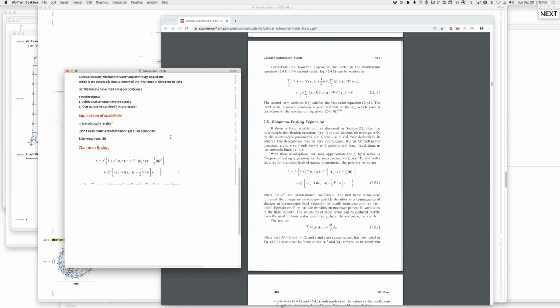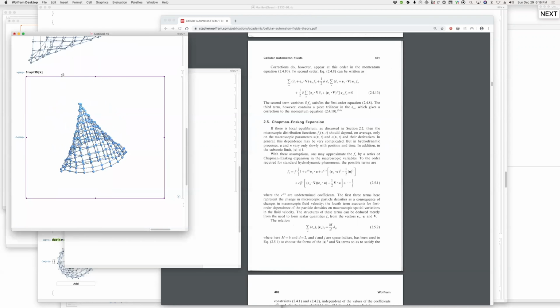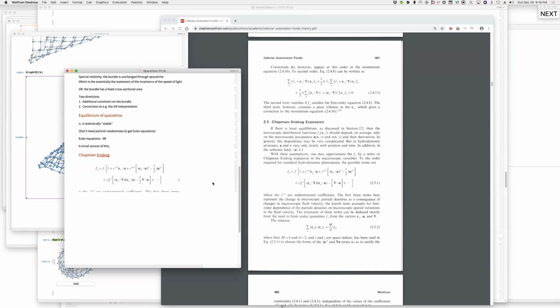Okay, I claim a trivial version of this analogous to particle. Look, in these pictures, okay, there's no branching, right? Well, actually there is branching. Not completely clear on how that works. Okay, but anyway, let's come back to Chapman and Enskog for a second.